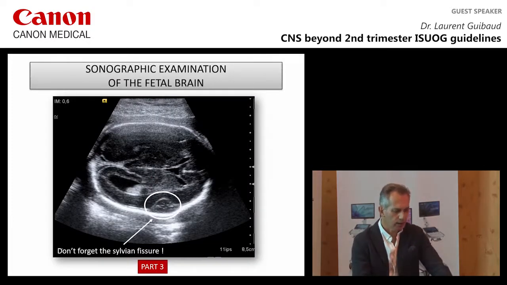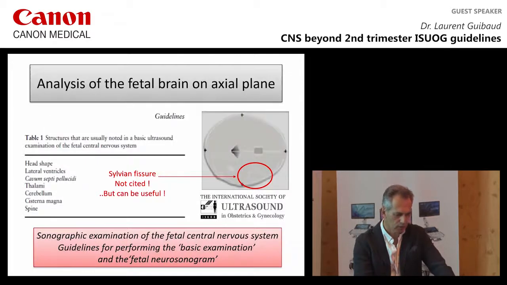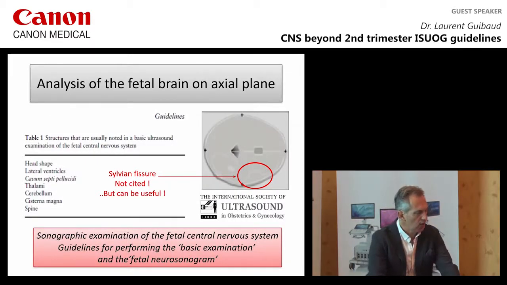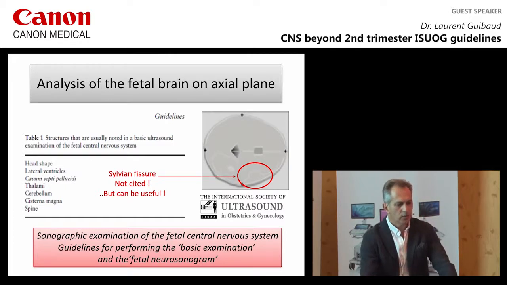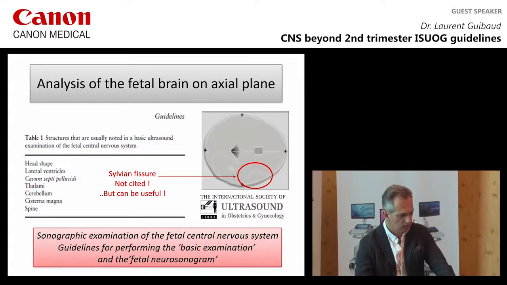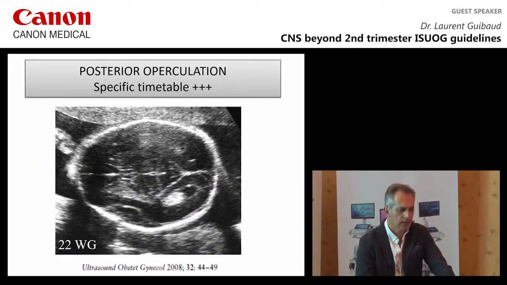And just to finish, we should move to the surface of the brain to have a look at the Sylvian fissure. You know that the Sylvian fissure is not cited in the ISUOG guidelines, but if you look at this drawing here, you see that the Sylvian fissure is here. So you have the Sylvian fissure under your eye, so it can be useful to have a look at it. But how to look at the Sylvian fissure is a really important thing to discuss.